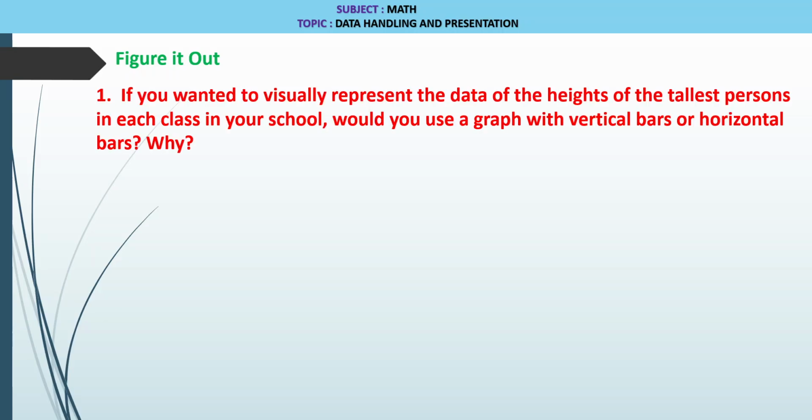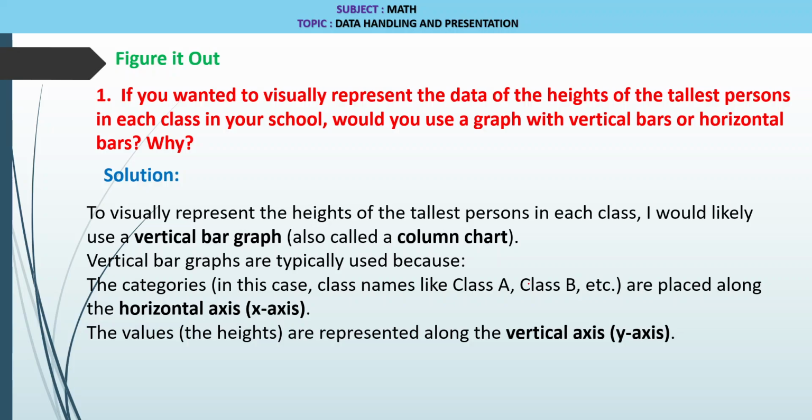Let us figure it out. If you wanted to visually represent the data of heights of the tallest persons in each class in your school, would you use a graph with vertical bars or horizontal bars? Why? Solution. To visually represent the heights of the tallest persons in each class, I would likely use a vertical bar graph, also called a column chart. Vertical graphs are typically used because the categories, in this case class names, class A, class B, etc., are placed along the horizontal x-axis and the values, heights, are represented along the vertical axis. The reason for this is that the height of the bar indicates who is the tallest.